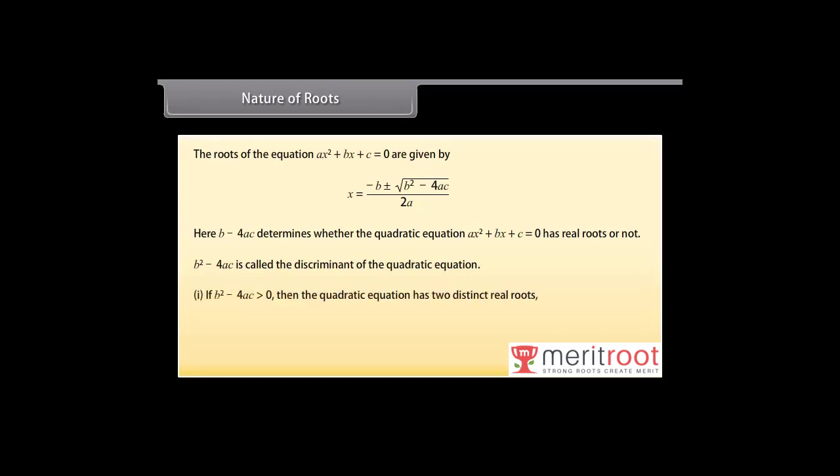1. If b square minus 4ac is greater than 0, then the quadratic equation has two distinct real roots. 2. If b square minus 4ac is equal to 0, then the equation has two equal real roots. And 3. If b square minus 4ac is less than 0, then the equation has no real roots.